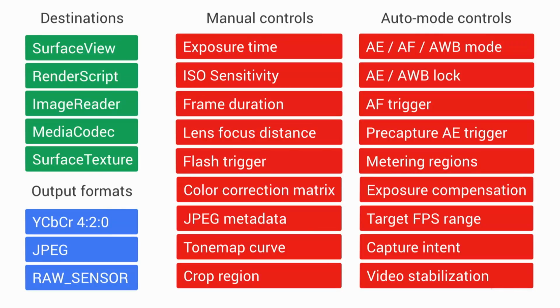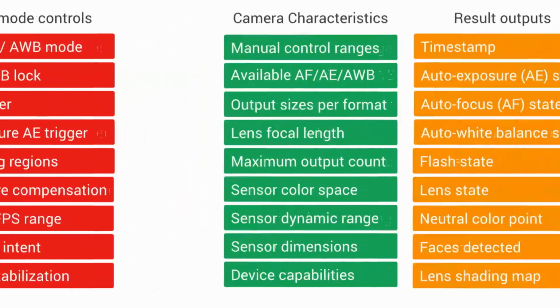So I already talked about the different outputs, different destinations. You can get output in uncompressed YUV, compressed JPEG, or raw sensor data. And there's a whole lot of controls, and I'm not going to talk about all of them. There's a bunch of manual controls, and there's also a bunch of controls for the automatics: auto exposure, autofocus, and auto white balance.